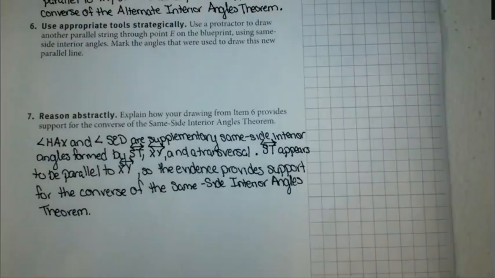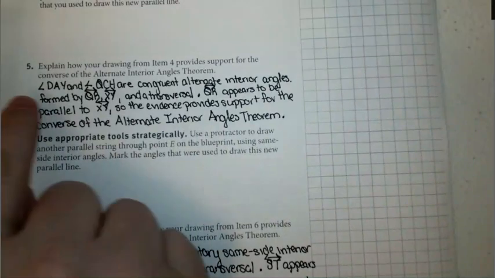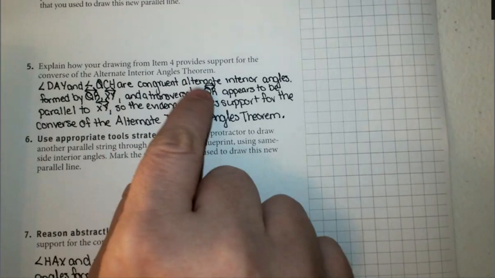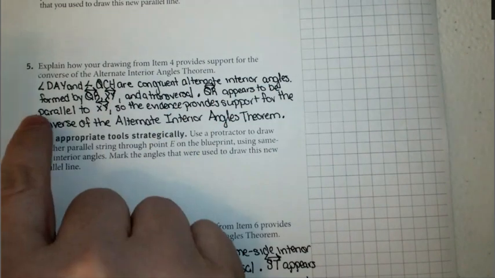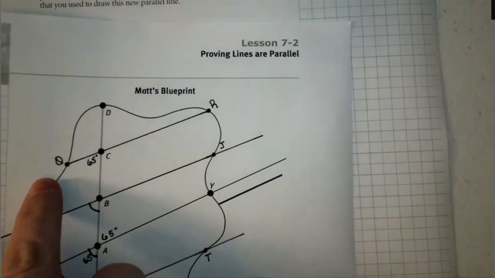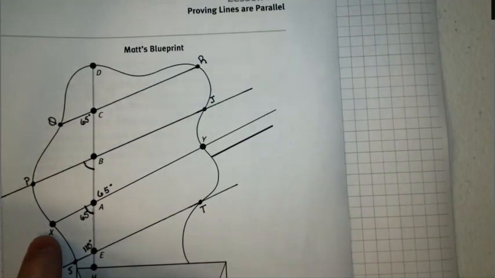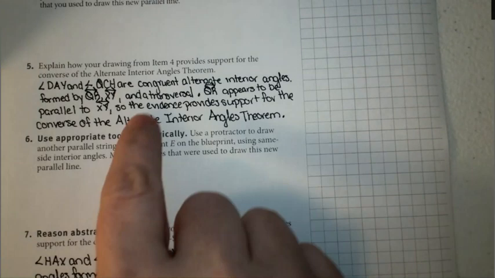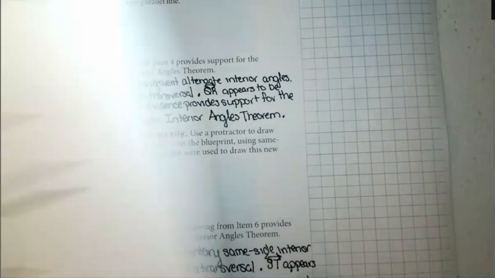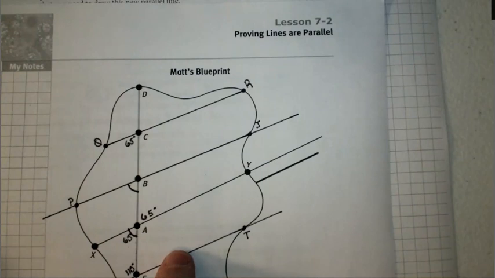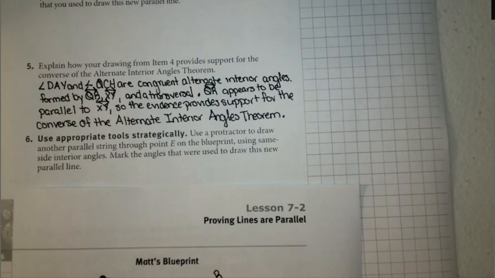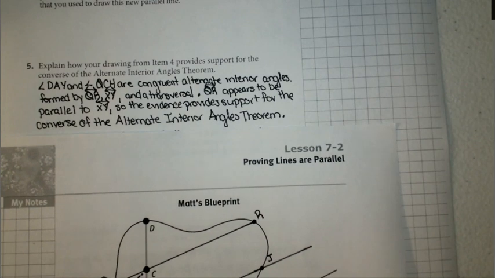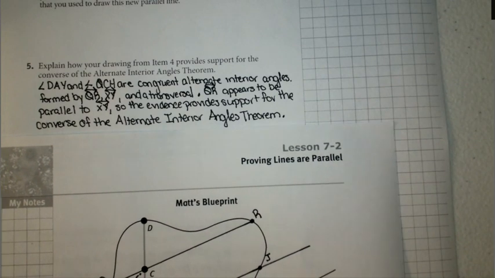So I stated that DAY and QCH are congruent alternate interior angles formed by line QR, line XY, and the transversal. QR appears to be parallel to XY, which provides evidence of the converse of alternate interior angles theorem.